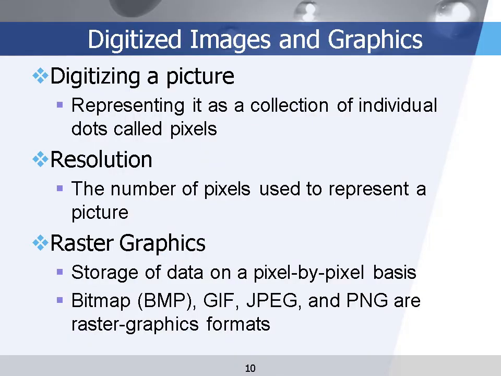So for a raster image, we can use a collection of individual dots to represent the image. And for each of the dots, we call it a pixel. And we can use the RGB color to represent the color of the dot. And the number of pixels used in the image is called the resolution of the image.